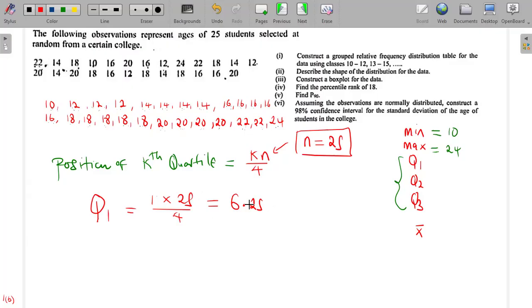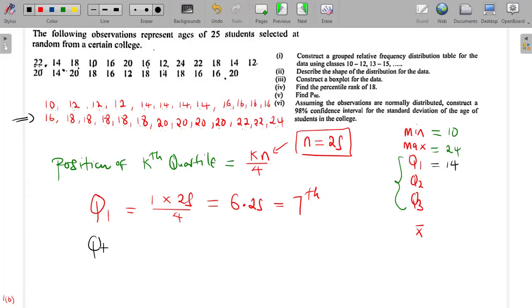Now, when you find a position which is a non-integer, you have to move to the next higher integer. So you round up. So this position will be approximated to the 7th position. In my ordered data, I'm going to find my Q1 at the 7th position. So that would be 1, 2, 3, 4, 5, 6, 7. So my Q1 will be 14.